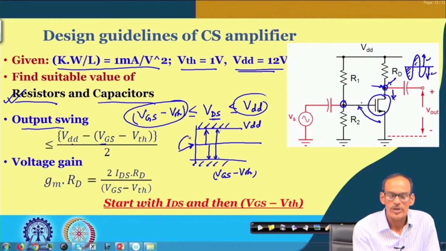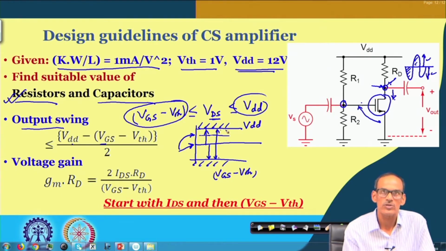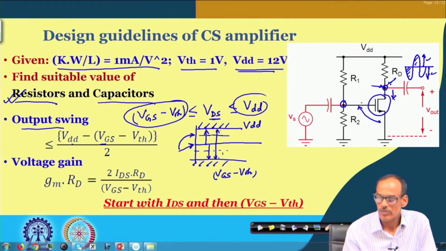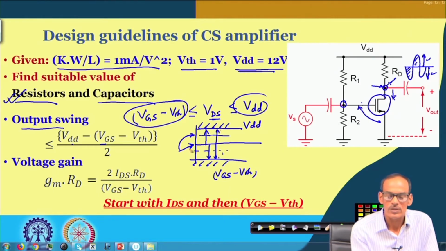If the DC operating point is skewed towards VDD, of course, the positive side swing will be less. On the other hand, if it is on the lower side, the negative side swing will be less. So, practically what we should try is to set the DC operating point to this value. So, that is the first guideline, and then the second one is the voltage gain.